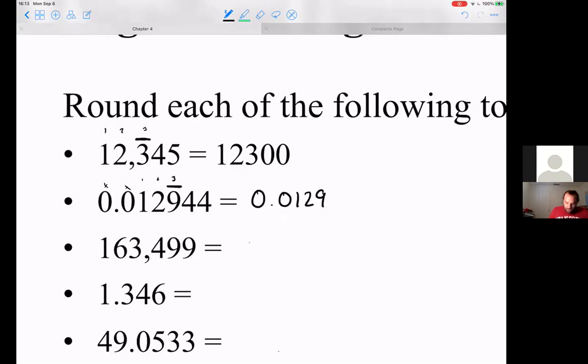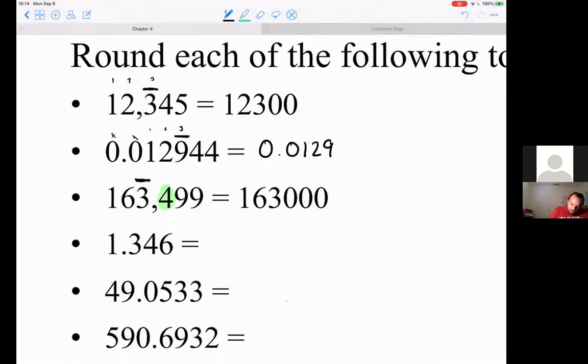If we go to our next one, 163,499, I'm again going to mark that third sig fig. This is what we're going to round to. And I'm only really looking at this next door neighbor. You don't first round this one to a 5 and then round. You only look at that next door neighbor, which would make this 163,000. For the next one, 1, 2, 3, so I'm going to round to this 4. So this would be 1.35 because 6 rounds up.